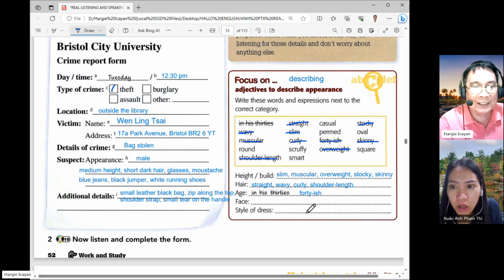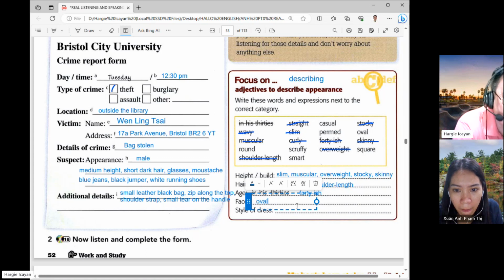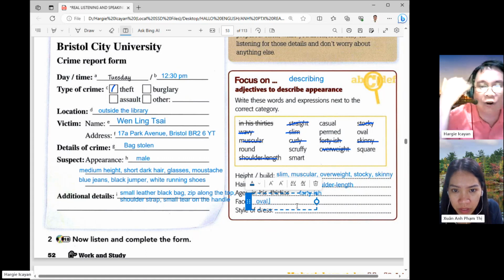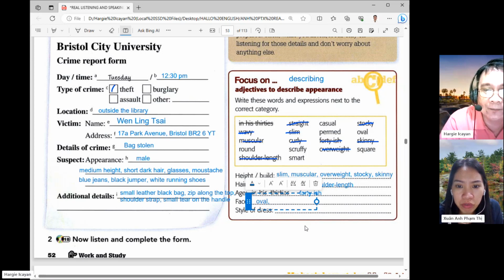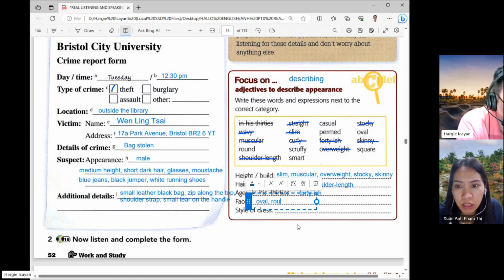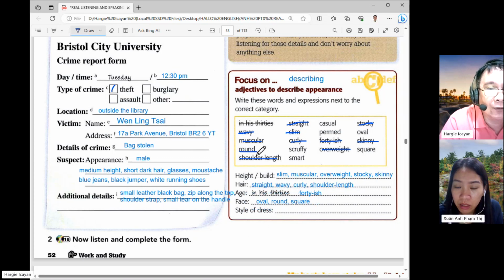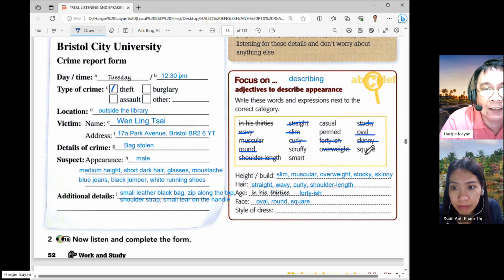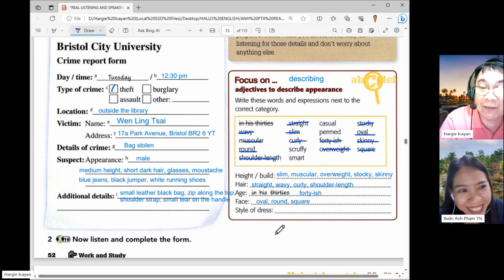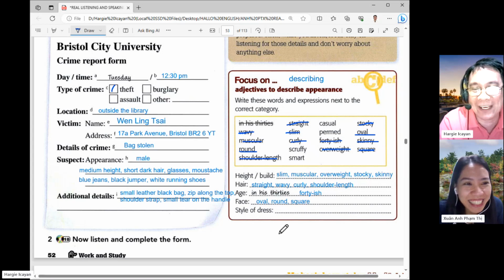It's oval. Yes, oval. So we can identify that the suspect has an oval face. Oblong. Okay, what else? Round face. Okay, round face. So we can also say that. And then? Square face. Yes, it's a square face. Okay, oval, round, square. And then? Smart face? No, we don't have a smart face.